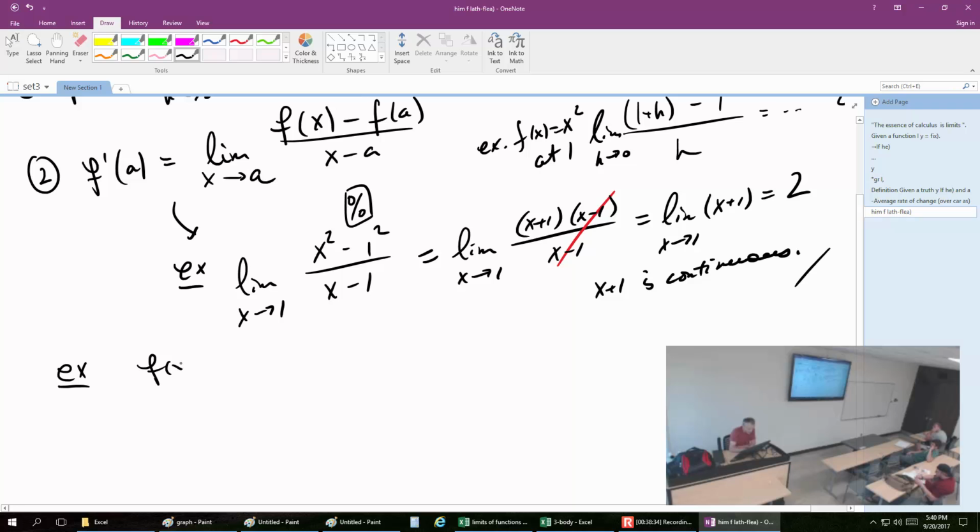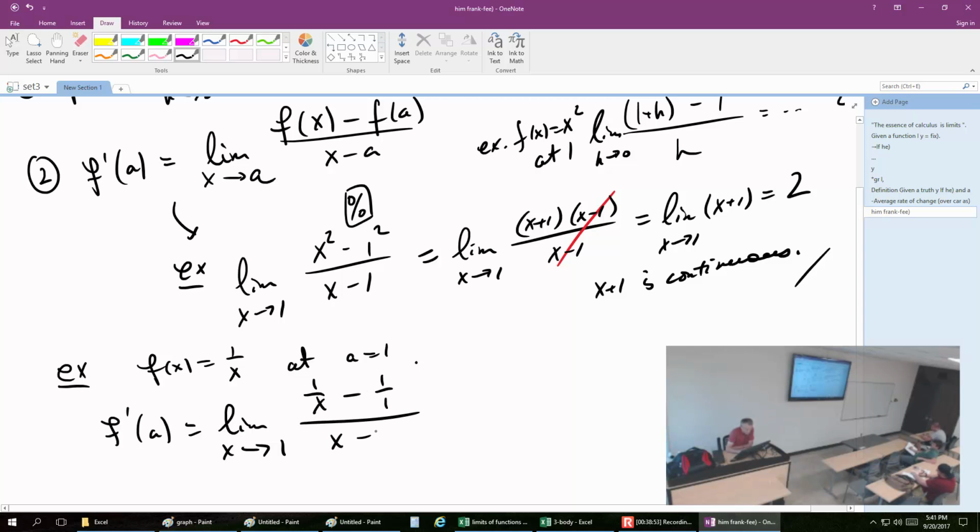Here's another example. f of x is equal to 1 over x. Once again at a equal 1, I'll take the second definition again. So the limit as x goes to 1 is simply 1 over x minus 1 over 1, all over x minus 1. The function is 1 over x, the specific value is a equal 1, so I'm using the formula at the top. So 1 over x minus 1 divided by x minus 1 is 0 over 0, and you're going to see that every time. So you never apply the difference quotient directly, you move on to algebra. And what algebra do we do here?